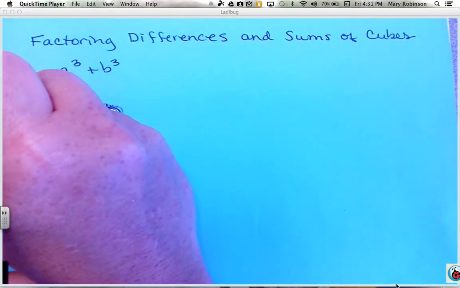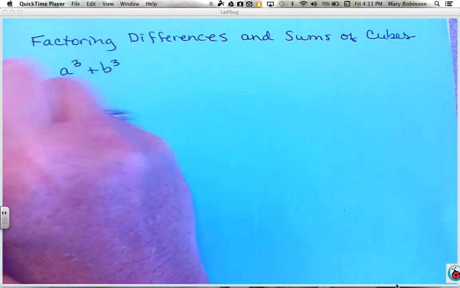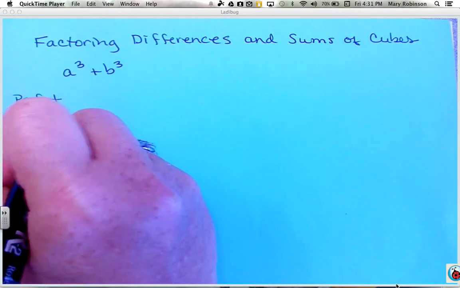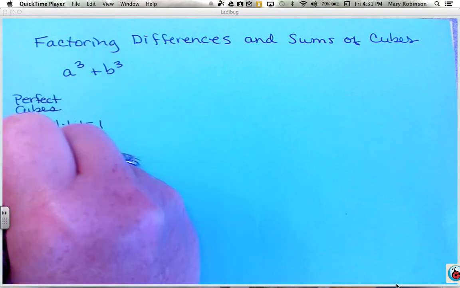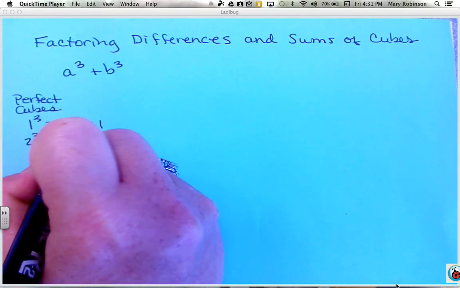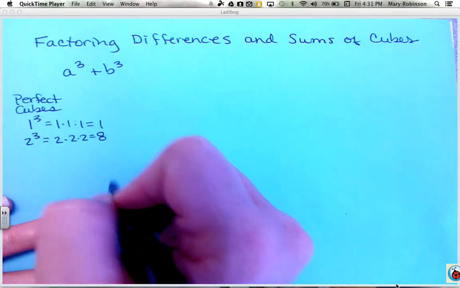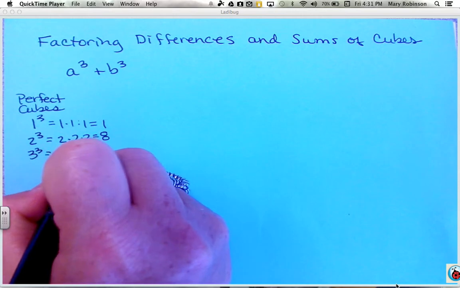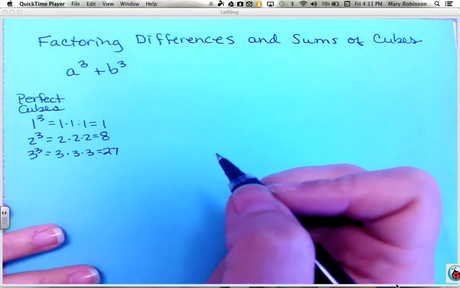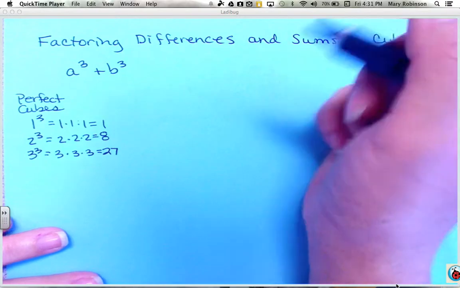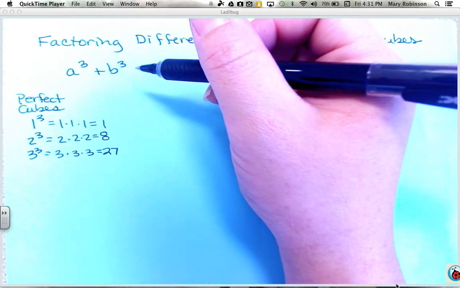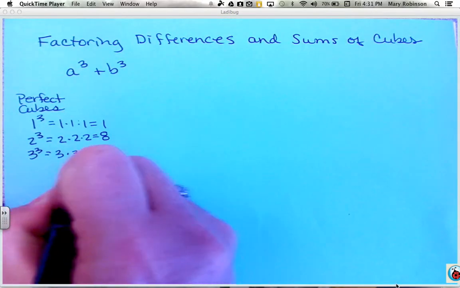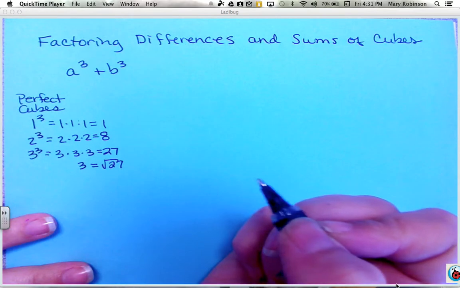So in other words, a perfect cube might be 1, because 1 cubed is 1 times 1 times 1. 2 cubed is 8, so 8 is a perfect cube. 3 cubed means 3 times 3 times 3, so 27 is a perfect cube, and so on. So these are going to be numbers that we will end up taking the cube root of. So if I ask you the cube root of 27, you need to know that it equals 3.